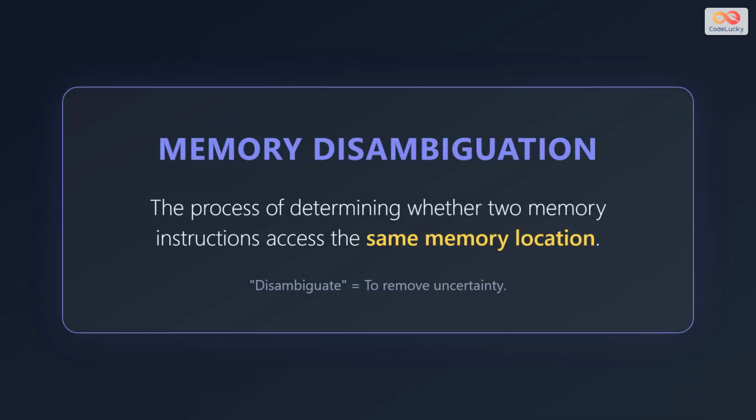This brings us to the definition. Memory disambiguation is the logic within the processor that attempts to determine if two memory instructions access the same location. It tries to resolve, or disambiguate, the uncertainty about memory addresses so the processor can decide whether to wait or to proceed.